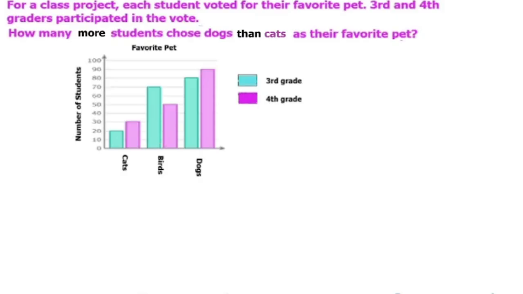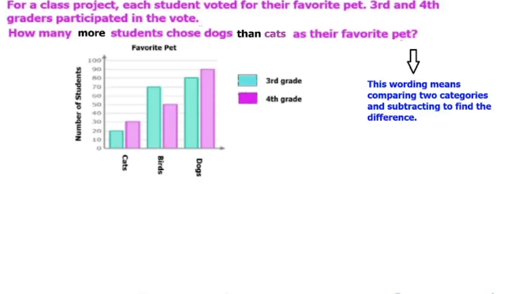So the first thing to do is to understand this wording here, okay? So this wording means comparing two categories and subtracting to find the difference. So when you see wording like this that says how many more than, right? How many more of one thing than another? It just means that you take the one thing, subtract it from the other thing to find out how many more there are, right? So let's look at that.